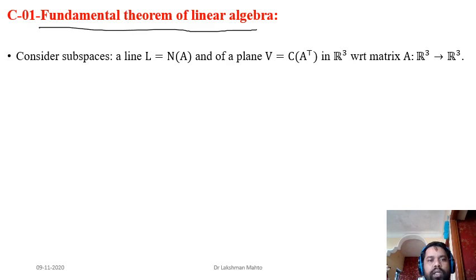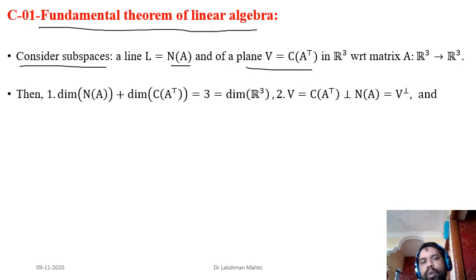So we considered subspaces. Suppose we are taking a matrix from R3 to R3 in such a way that the null space of the matrix is a line. That means the null space of a matrix is a one-dimensional subspace, because a line has only one direction, and the row space of A, that means the column space of A transpose, is a plane. That means it has two directions or two basis elements. Then we can talk about the fundamental theorem of linear algebra. What does it say? First, it talks about the sum of the dimension of the null space plus the dimension of the row space of A. It would be equal to the dimension of the domain space.